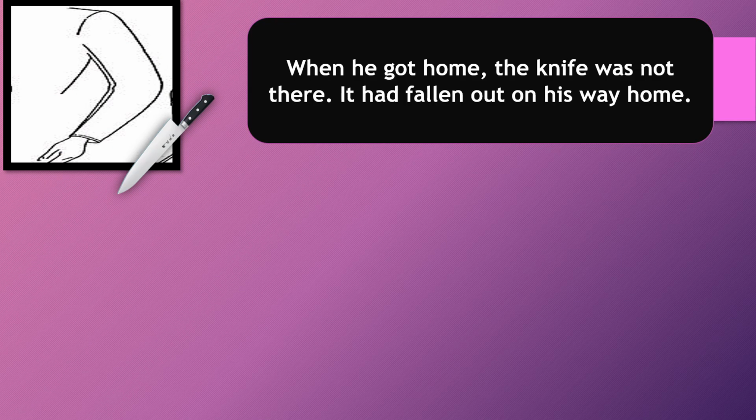So when Hans reaches his house, he searched for the knife, he searched in his sleeve. But the knife was not there. Where was the knife? The knife had fallen out on his way home. So the knife had fallen on the road when he was returning to his house.